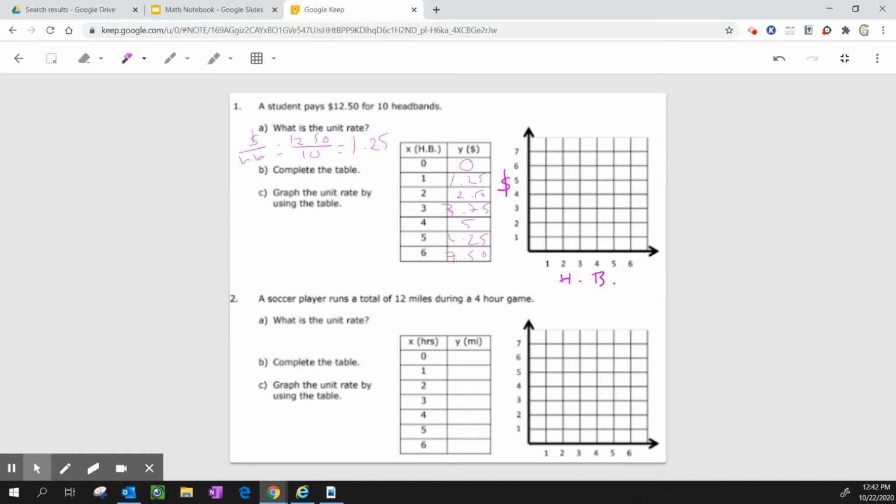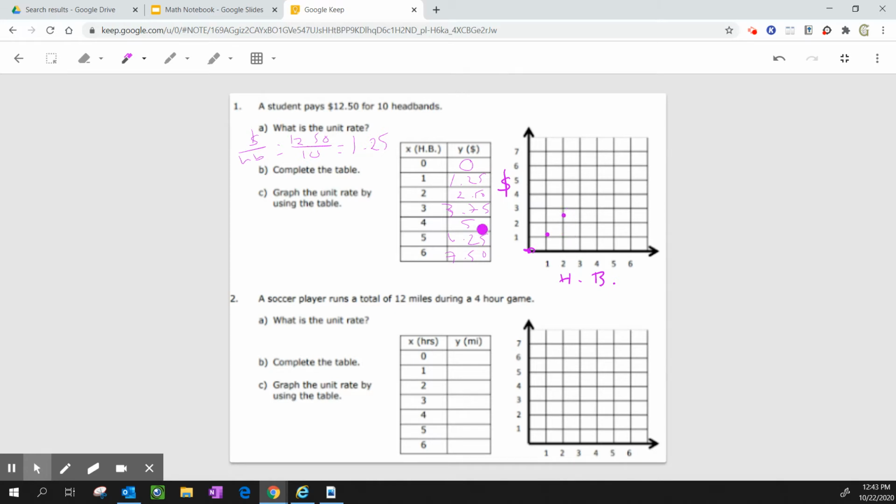So the first point in our table was 0, 0. So that goes right here. Now let's make this even a little bigger. Okay. 0, 0. Then my next point was 1 and then 1.25. So I'm going over 1 on my X and then up to 1.25. So it's a little bit past where the 1 is. Then I need 2 and 2.50.